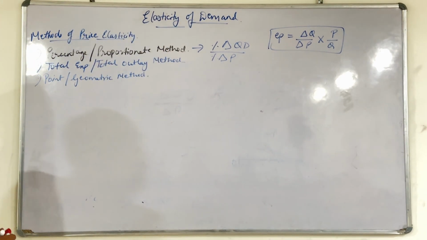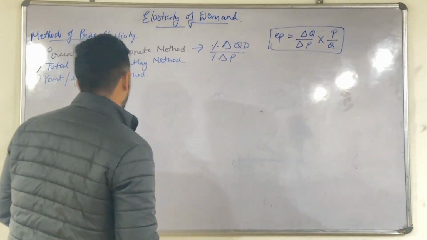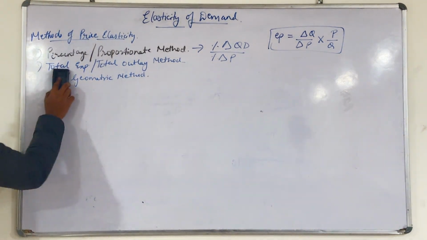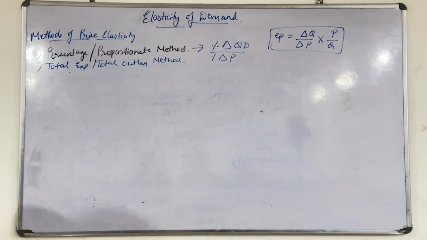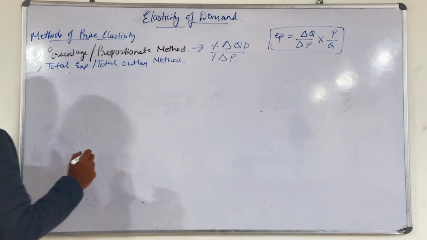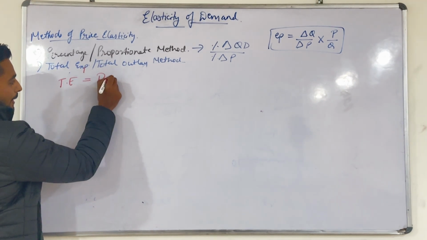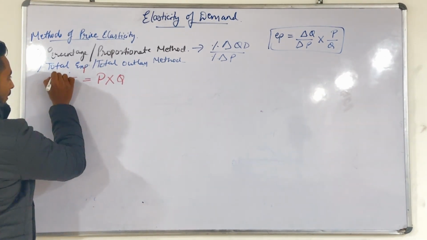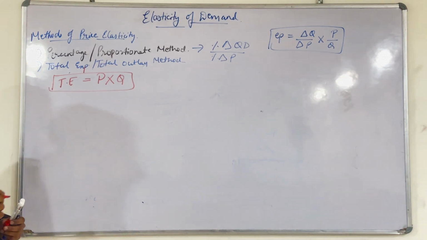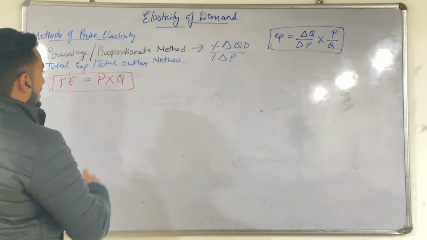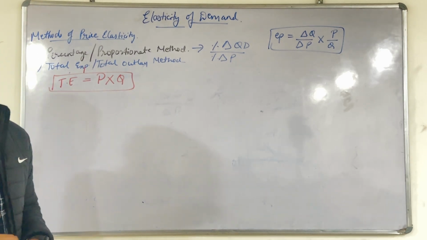Next you have total expenditure or total outlay method. Now this method is very important. See, in this method, first of all, total expenditure is calculated by multiplying price into quantity. This is the formula of calculating total expenditure: price into quantity.